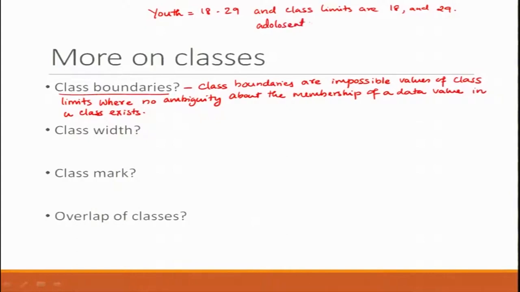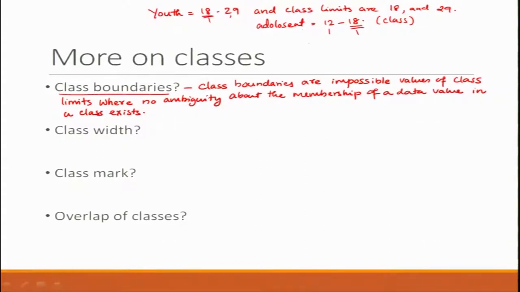Adolescent is the age from 12 to 18, let us say that. And this is one class, and the youth is 18 to 29. So, the question obviously is, where would you put 18? Would it be adolescent or would you put it in the youth? In this case, the class limits are 12 and 18 here, and 18 to 29 is the class limit. So, this creates a problem.